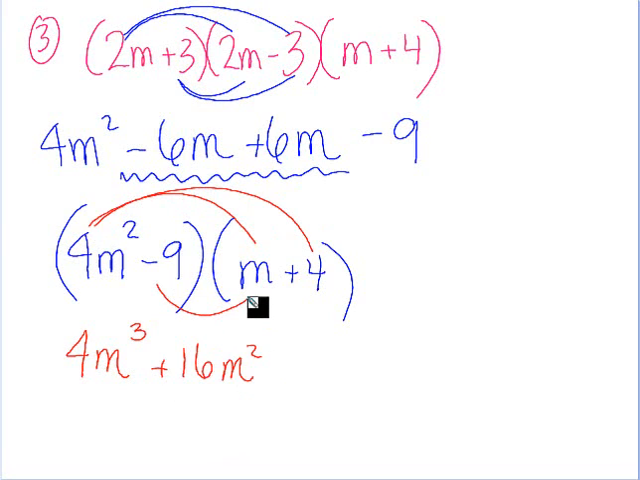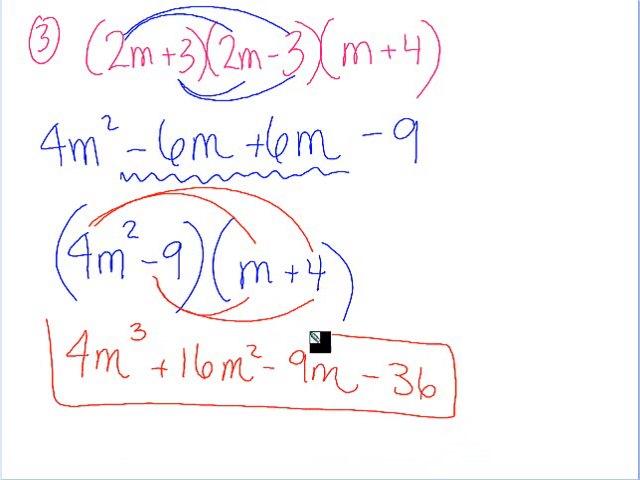What would be the negative 9 times m? Minus 9m. And then what would be the negative 9 times 4? Negative 36. Are there any like terms? Nope. No like terms, so that's our final. Is that okay? I mean, it's kind of new stuff, but not really because we talked about a lot of it last week.